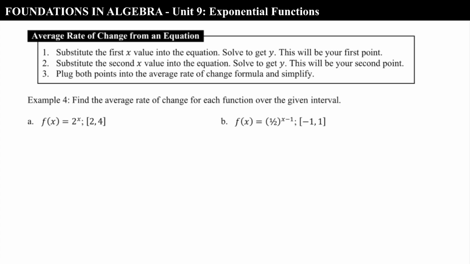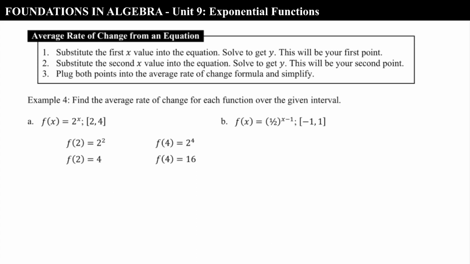So in example 4, we're going to find the average rate of change for the functions over the given interval. So remember, the interval gives you your x values. So for a, we're going to plug in 2 for x, and when you do, you're going to get 2 squared, which gives you 4. Then we're going to plug in 4 for x, and 2 to the 4th will give you 16. And you may want to use your calculator to find some of this, okay?